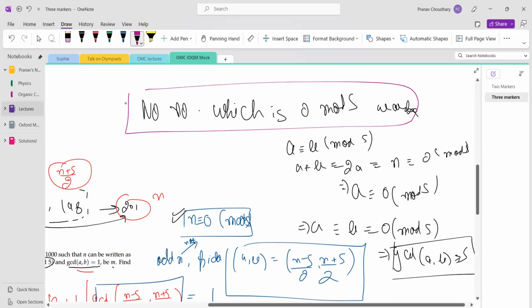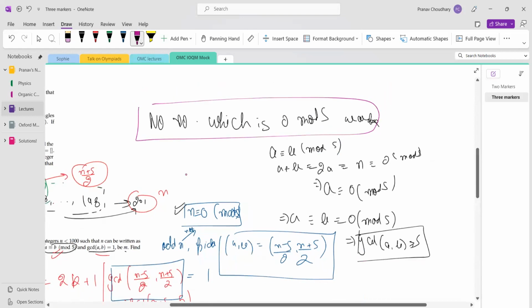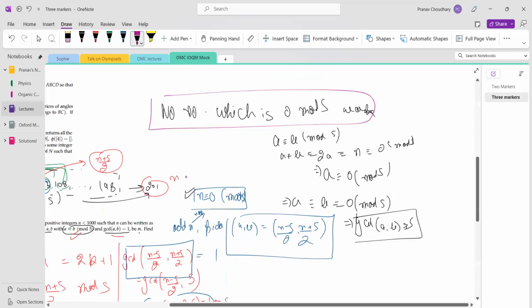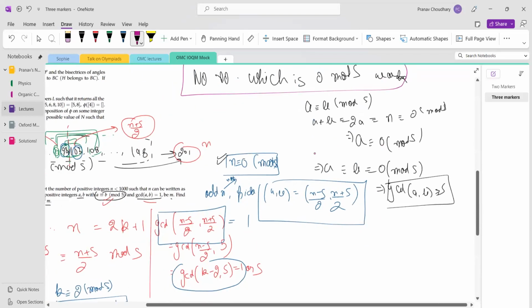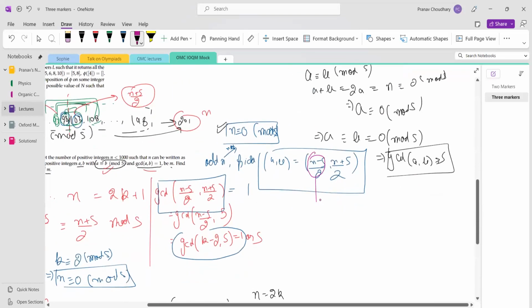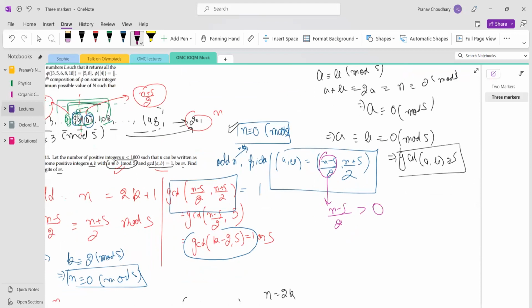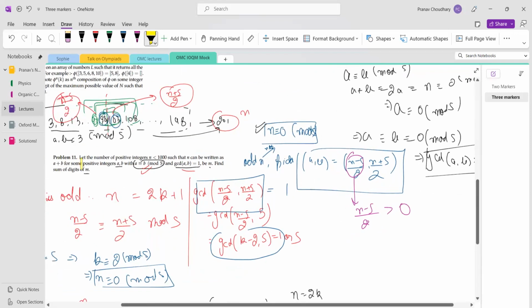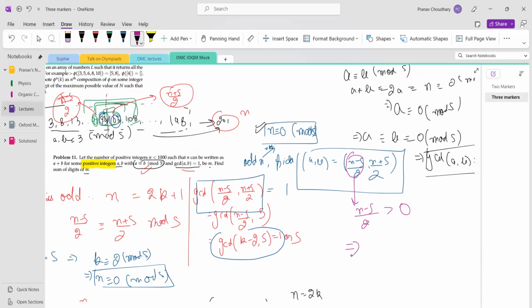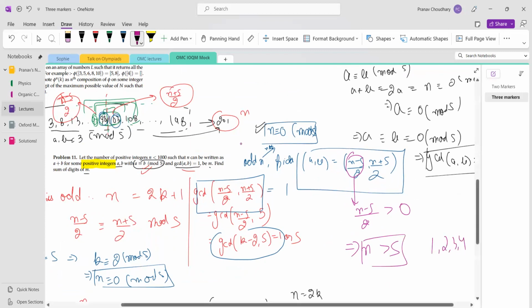But see, this is not the complete answer. We miss some edge cases. Like in the odd n case, if you have to pick n minus 5 by 2, n minus 5 by 2 must be greater than 0, right? Because A and B can only be positive integers. So this means for this thing, n should be greater than 5. So we have to check 1, 2, 3, 4 manually, basically.